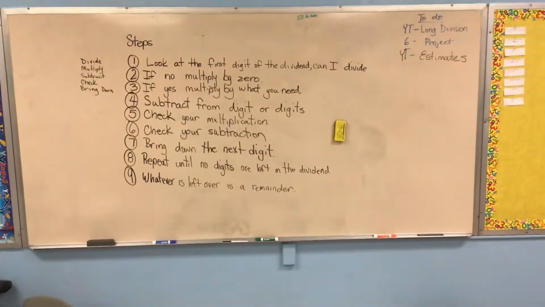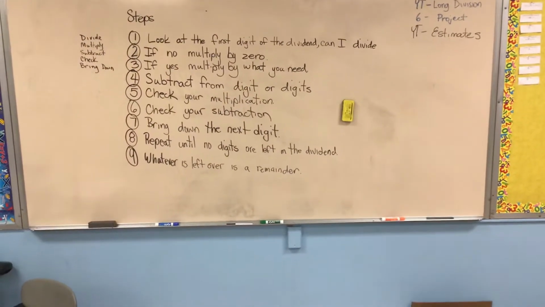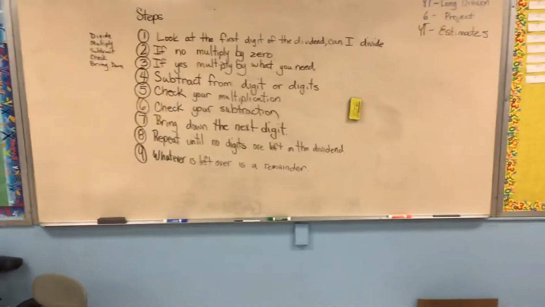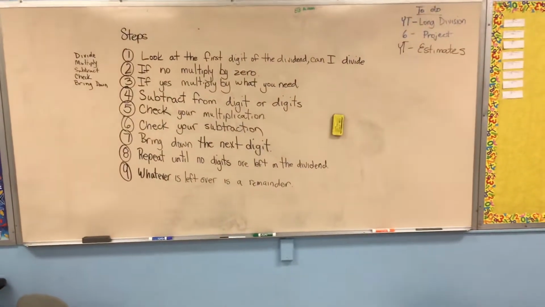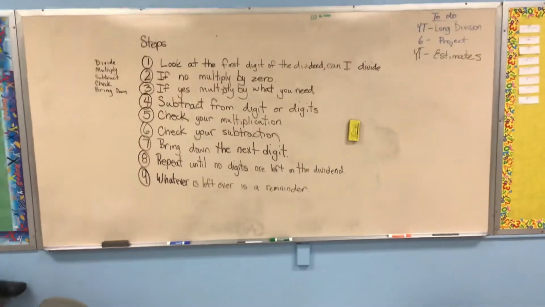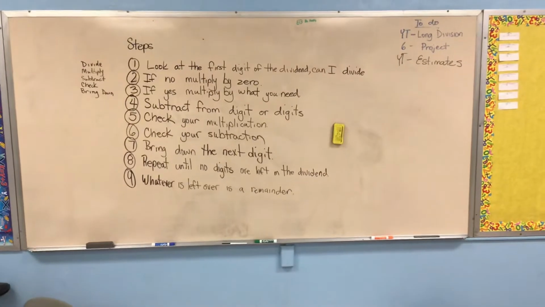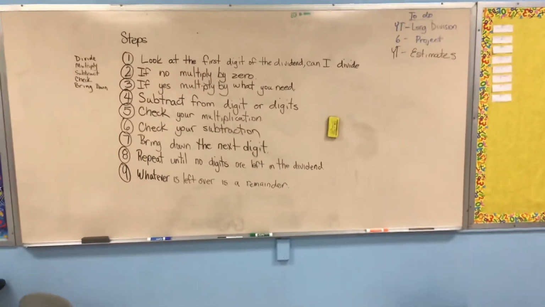On the left-hand side of the board, you can see the words divide, multiply, subtract, check, and bring down. That's my little reminder to let me know what I'm supposed to do. And yes, I actually wrote that down before I wrote the steps. At this point, I'm going to swing the camera wildly and go to my example problem.